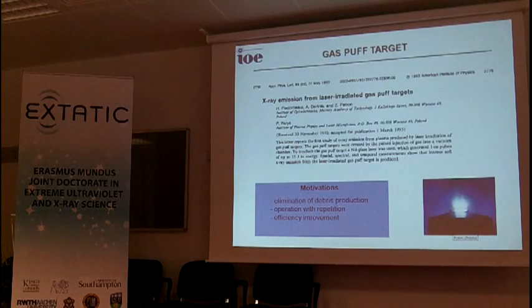This target approach was introduced by us almost 20 years ago, a very old issue. At that time, the motivation was elimination of debris, operation with repetition, and also improvement of efficiency. At that time, we were interested in X-ray generation because there was no discussion about EUV. EUV at that time didn't exist.